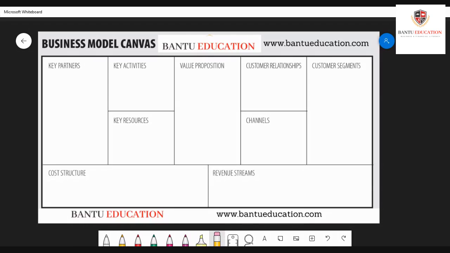and that's one of the things here at the Bantu Education. That's what we're going to be teaching with the business model canvas, to give you a framework, a mindset of what a business is and what a business looks like. So let's get into it.